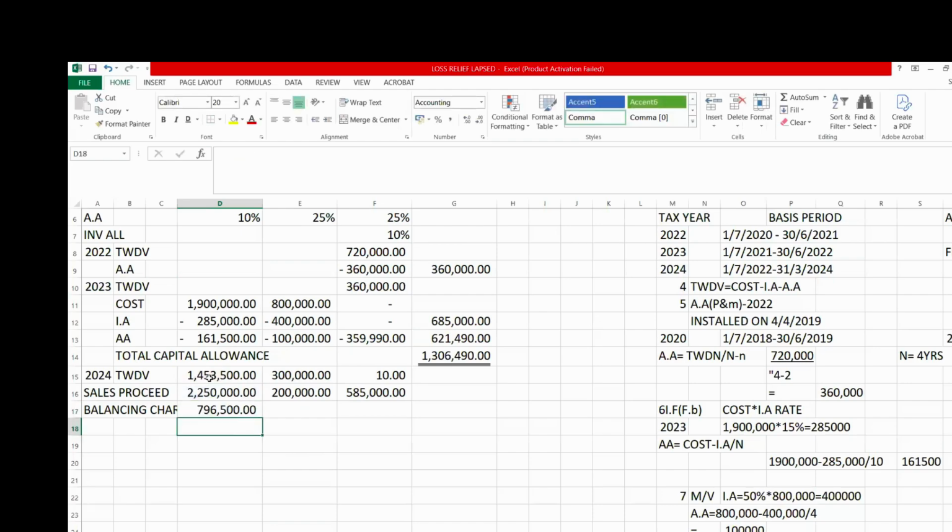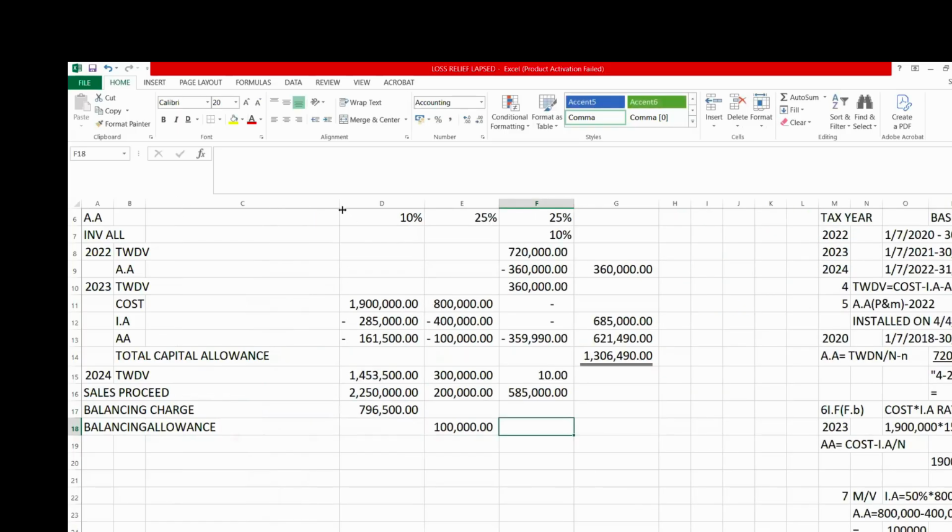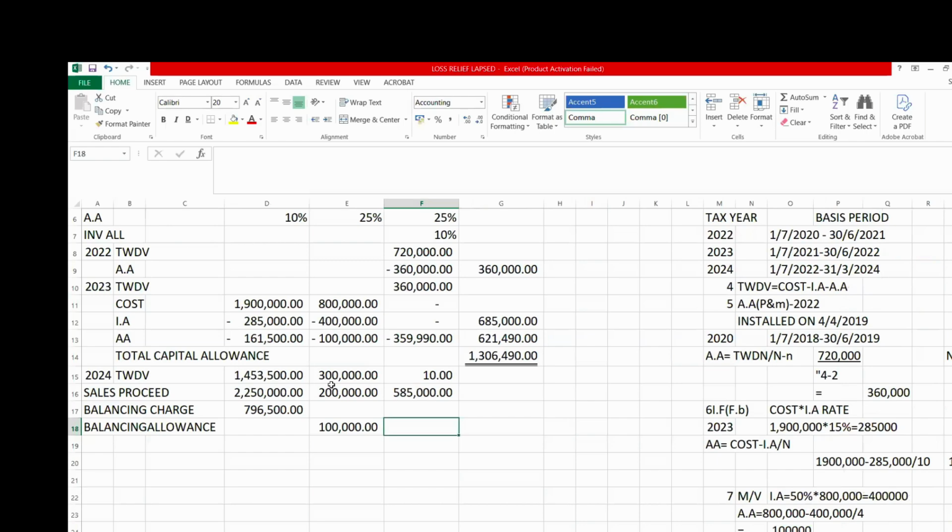Then when your tax written down value is more than your sales proceeds, what do we have? Balancing allowance. Thank you. So we have a balancing allowance. So this one will be 100,000. So when your sales proceeds are more than your tax written down value, you have a balancing charge; when your tax written down value is more than your sales proceeds, you have a balancing allowance.